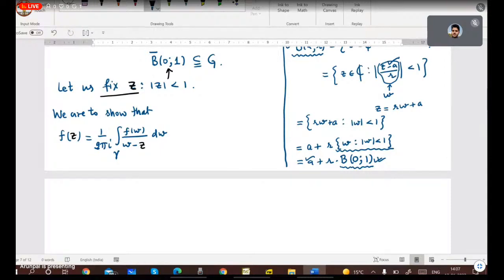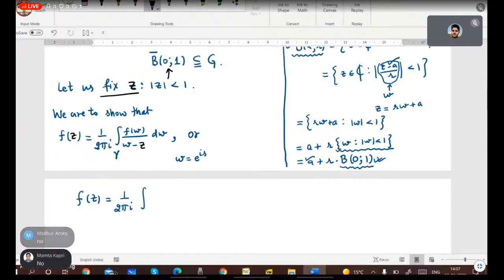We are to show that fz is this, right class? Yes, sir. Or let me reformulate this expression. We are to show that fz is equal to, now I am not denoting it by black font, 2 pi i. And class, if I use the substitution w is equal to e^{is}, class, then this expression will become this.